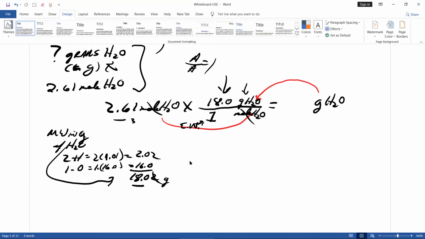And now remember, 1 is part of a definition, therefore that's an exact number. The others are, this is 3 significant figures, and this is 3 significant figures. When you're multiplying and dividing, the answer you get should have the same number of significant figures as the number with the fewest.